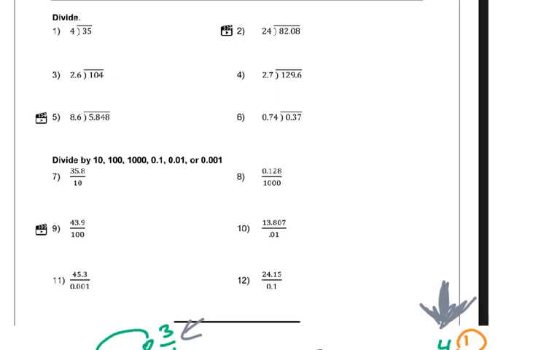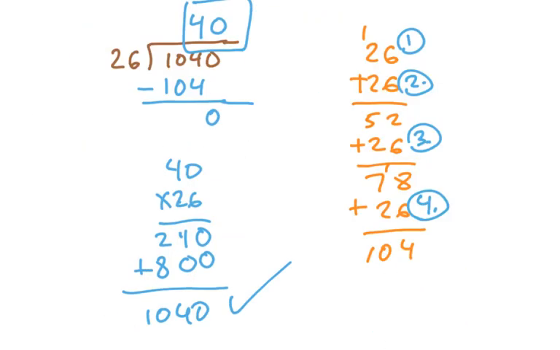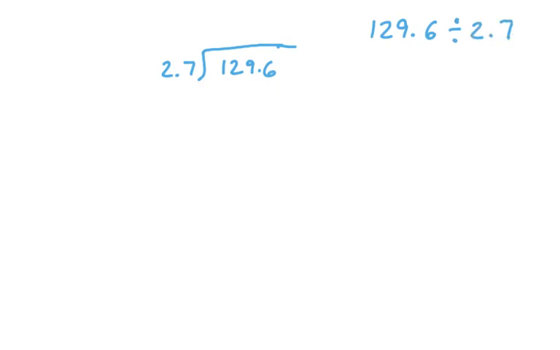2.7 going into 129.6. The other way we say this is 129.6 divided by 2.7. I want to stress that if we were to write it in the other notation, this is how we would write it. Same sort of game. Remember what we said last time. If we move this decimal place over 1, then we need to move this decimal place over 1.